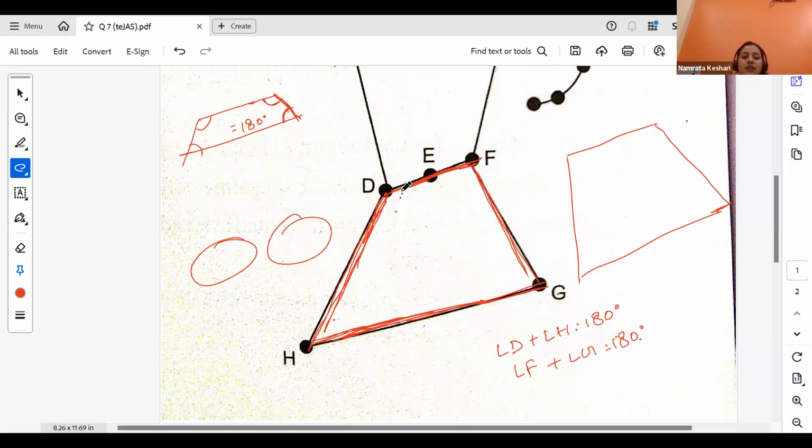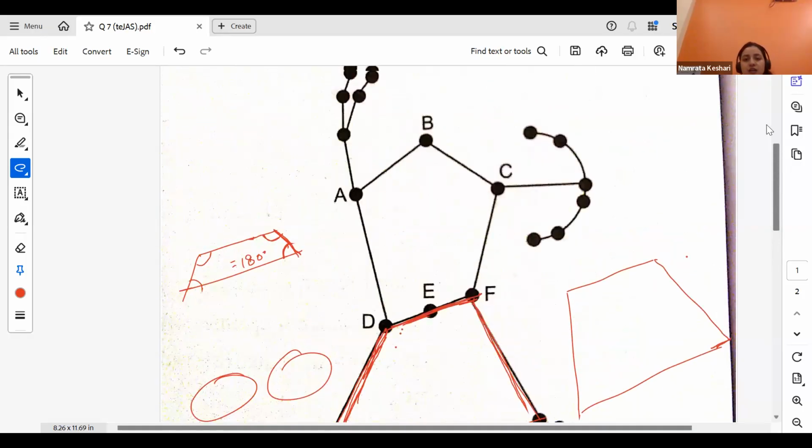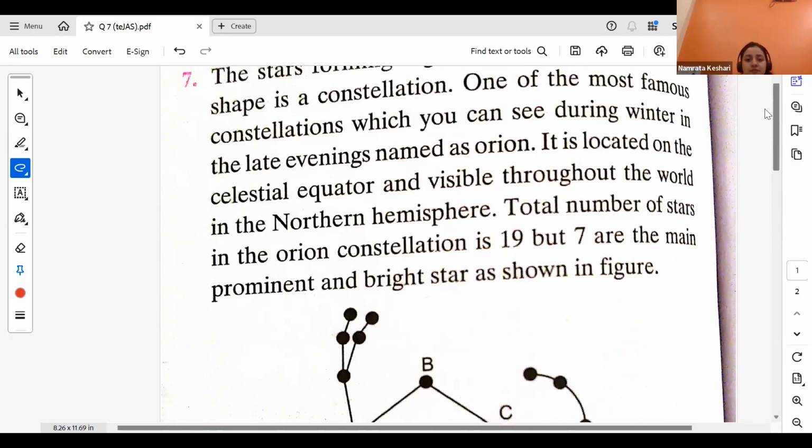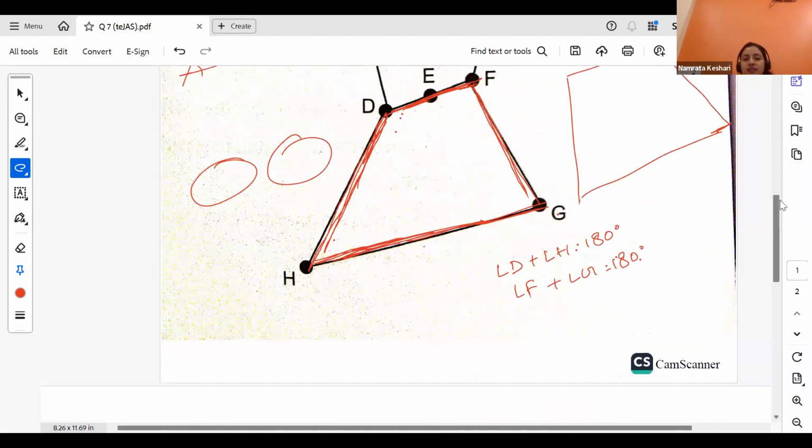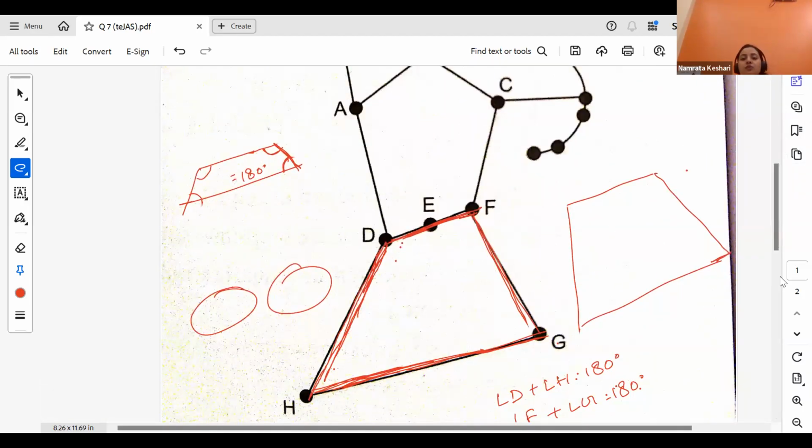Now it says to find the relationship between D and F. Let me check if any information is given over here. No. These 19 and 7, don't worry, these are just the points. Okay, 19.7 point, this and that. So no other information is given over here.